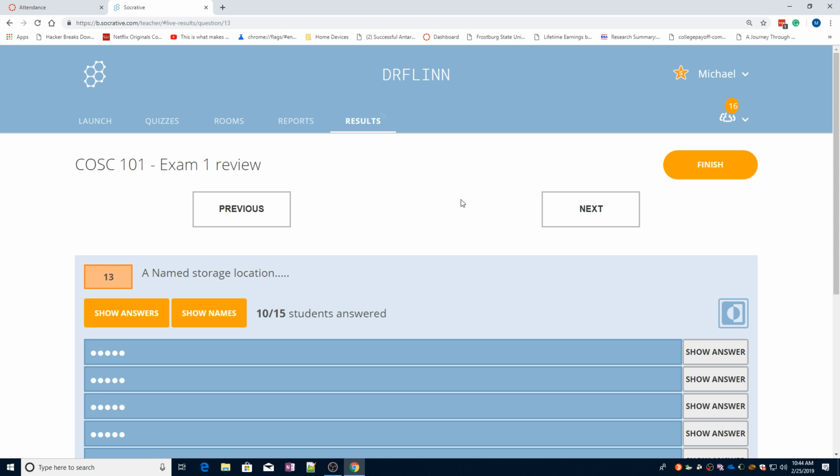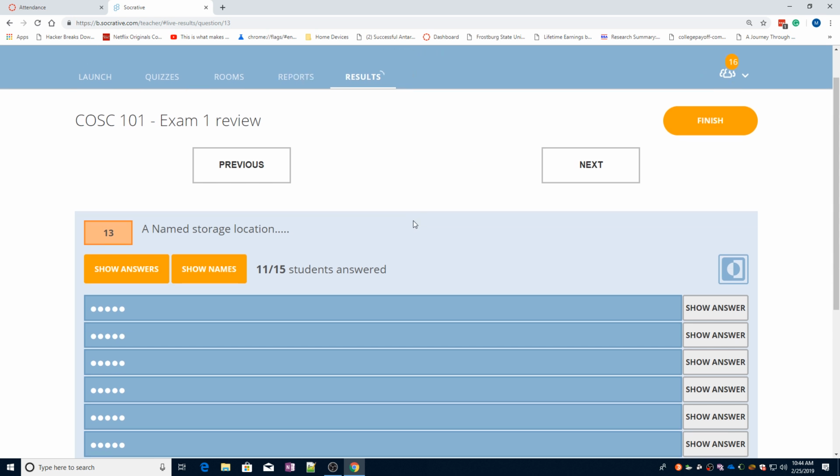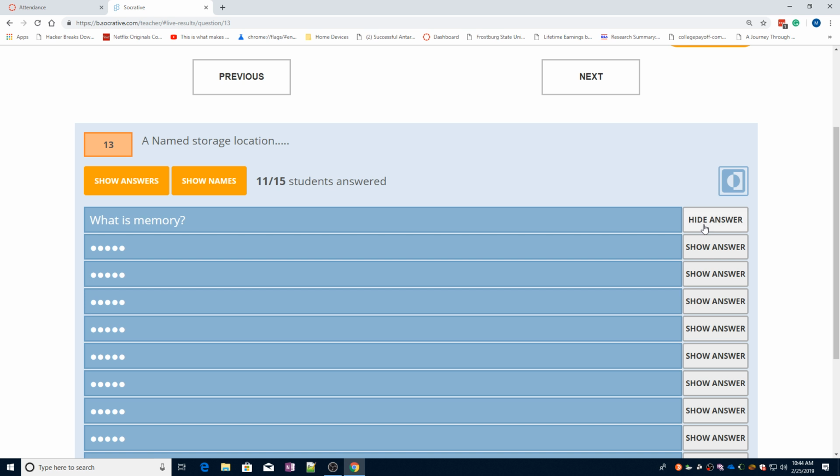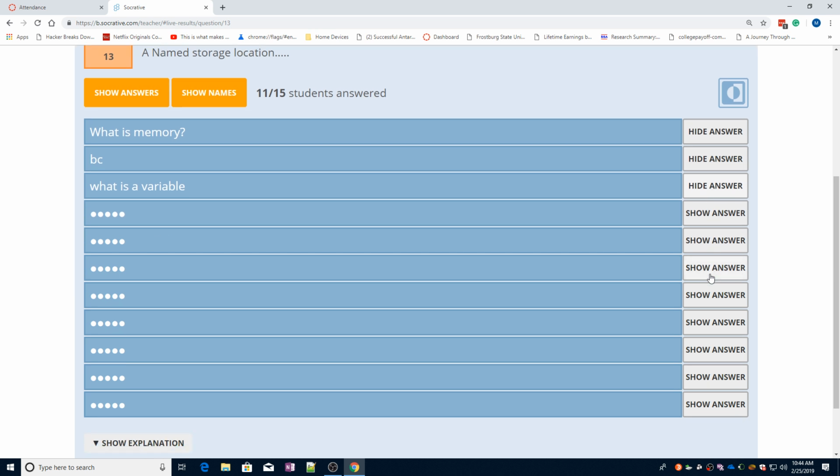Five, 4, 3, 2, 1, 0. All right. A named storage location. What is memory? No. What is a variable? Correct. A variable is a named storage location.